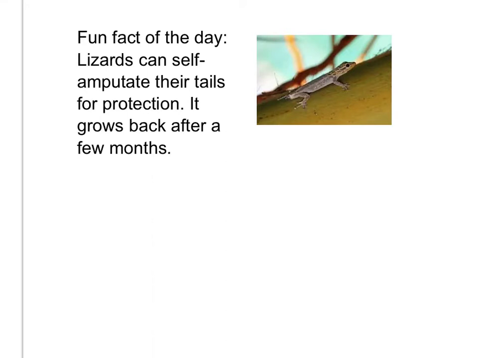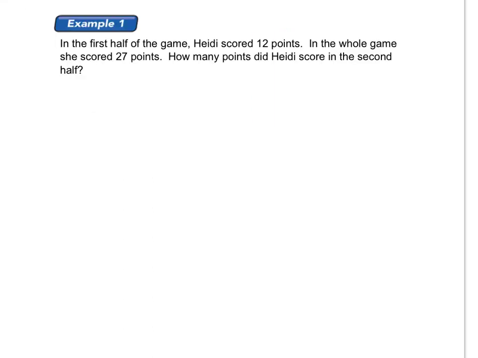Okay, so let's go ahead and get into some of the math examples. So here we are with example 1. It says, in the first half of the game, Heidi scored 12 points. In the whole game, she scored 27 points. How many points did she score in the second half? Now, you may be looking at this going, duh, Mr. Ayers, she scored 15 points. It's pretty easy. I'm going to take 27 minus 12.